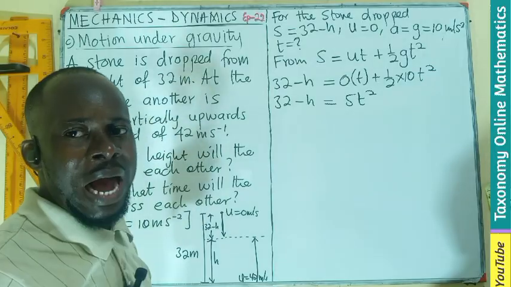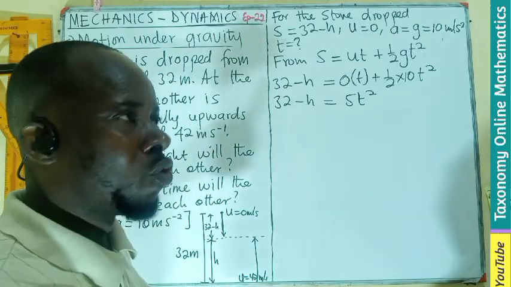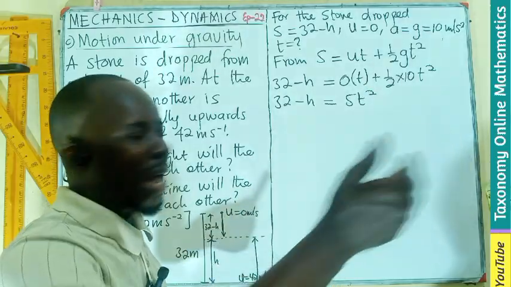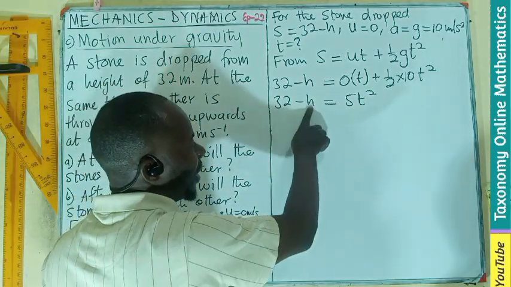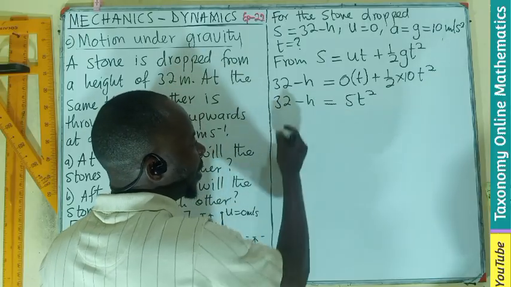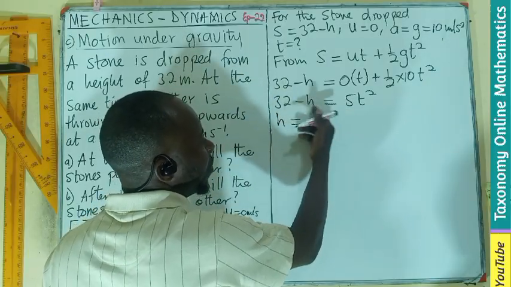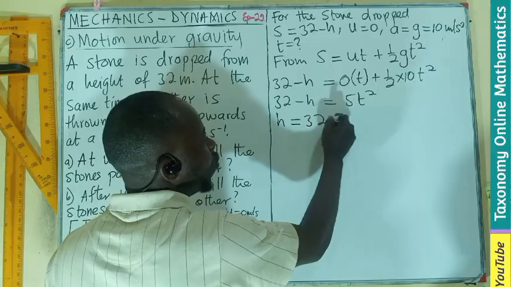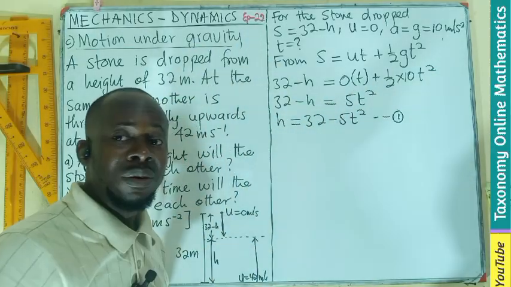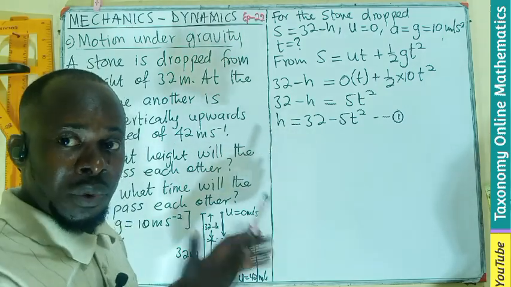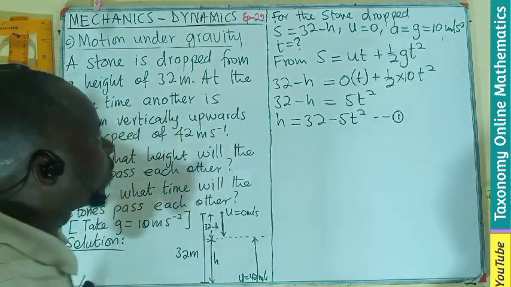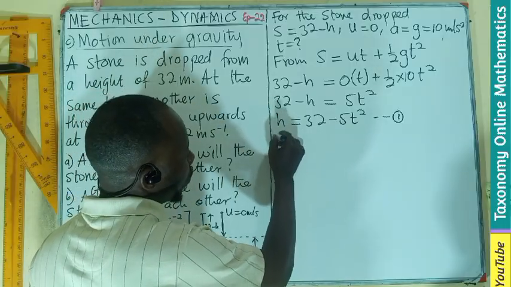So we are having two unknowns in this equation. So we make one of them the subject, or one in terms of the other. Meaning I am going to maintain this. When it crosses, it becomes positive, and this becomes negative. So h will become 32 minus 5t squared. That is the first equation that we cannot do anything about, because time is not known for us to find the height. So let's move on to the second stone.